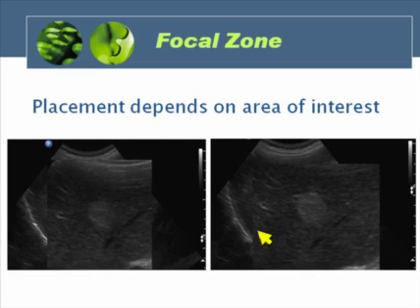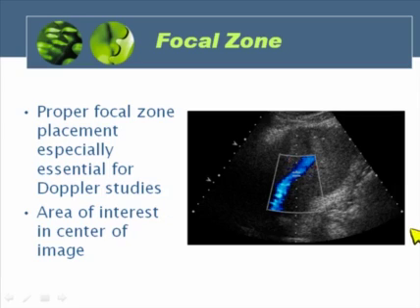And if we just magnify these images, you'll see that with the focal zone placed in a position to evaluate the entirety of the liver, the definition of this mass is lacking. The borders are indistinct, and we do not have very good contrast resolution. However, with the focal zone placed in a position to optimize visualization of this lesion, we have improved visualization of the borders and a better image. For color Doppler and spectral Doppler, be sure to place your area of interest in the center of the image, and again, proper focal zone placement is essential.